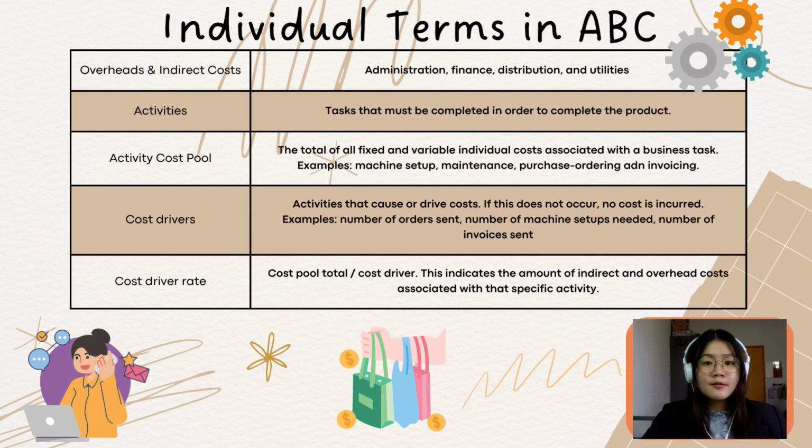Alright, so for the individual terms used in ABC, the overheads and indirect costs in ABC can be referred to as administration, finance, distribution, and utilities. The activities are the tasks that must be completed in order to complete the product. Activity cost pool is the total of all fixed and variable individual costs associated with a business task. For examples, machine setup, maintenance, purchase ordering, and invoicing.